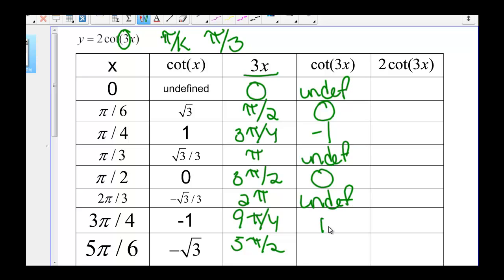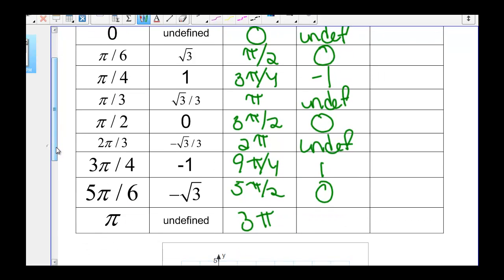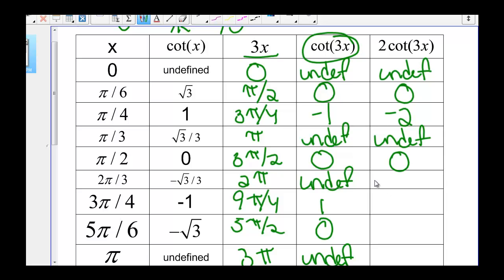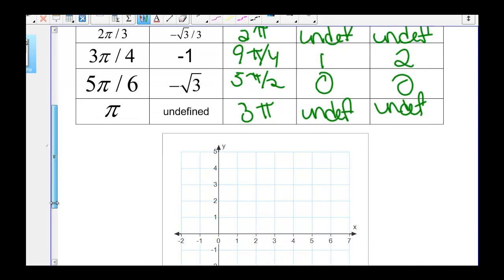And cotangent of 5 pi over 2 is the same as cotangent of pi over 2, which is 0. And cotangent of 3 pi is the same as cotangent of pi, which is undefined. So let's plot these values then. Now we need to multiply each of these values by 2. So 2 times undefined is still undefined. 2 times 0 is 0. Negative 2, undefined, 0, undefined, 2, 0, undefined.